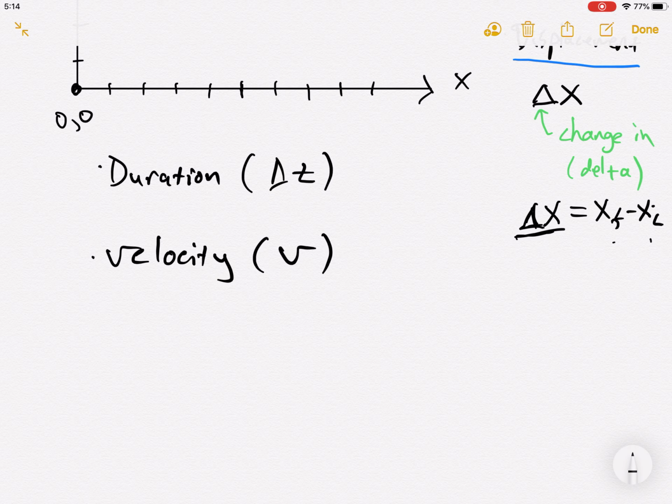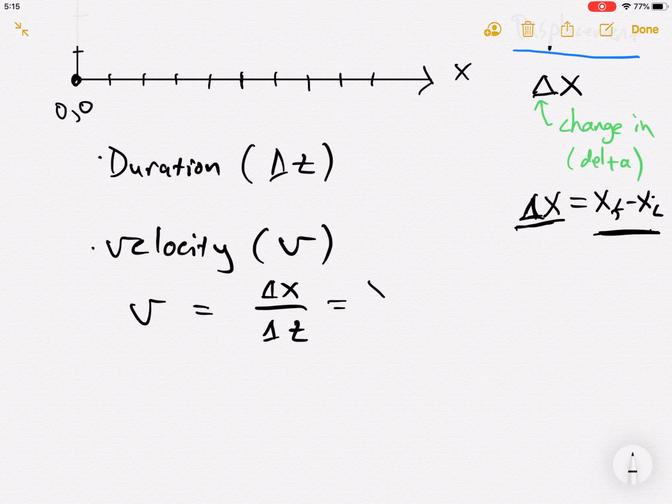For velocity, we use a v. And velocity is displacement divided by how long that took. This is technically an average velocity, and we'll talk about that in a little bit. So delta x over delta t. And if I use this final minus initial idea, I could get this as x final minus x initial divided by t final minus t initial. Often we leave the delta as a delta, the duration, the time as a delta t. But x final minus x initial is useful for a specific reason that we'll see in a little bit.